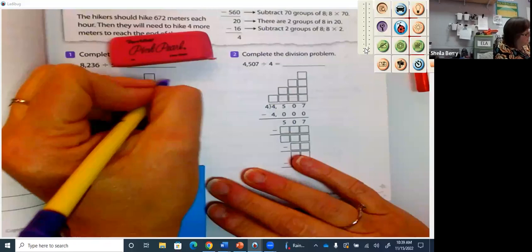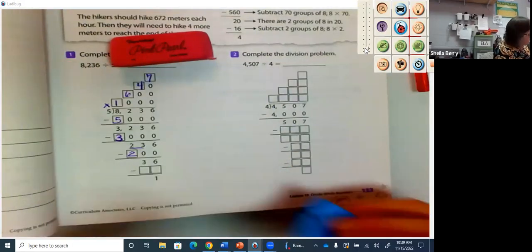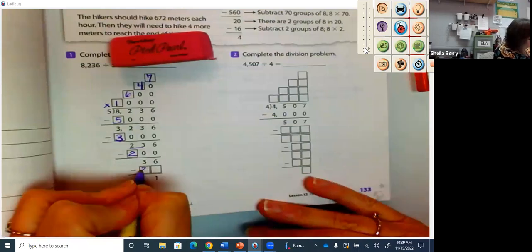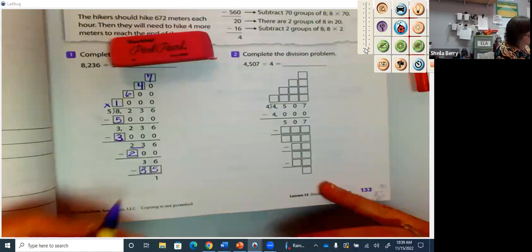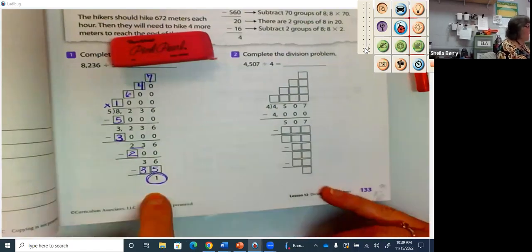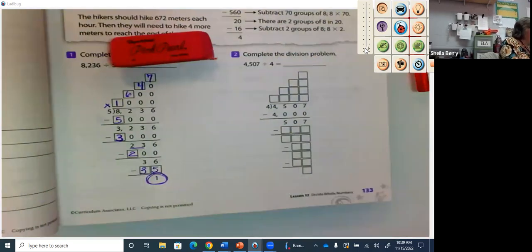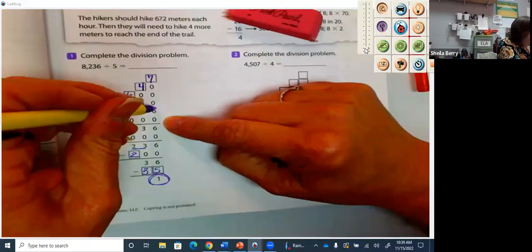So I'm gonna put my 7 up here. What is 7 times 5? 7 times 5 is 35. And when I subtract, I get 1. I'm circling that. Why am I circling that? It's a remainder. So now what do I need to do with all these numbers up above this?